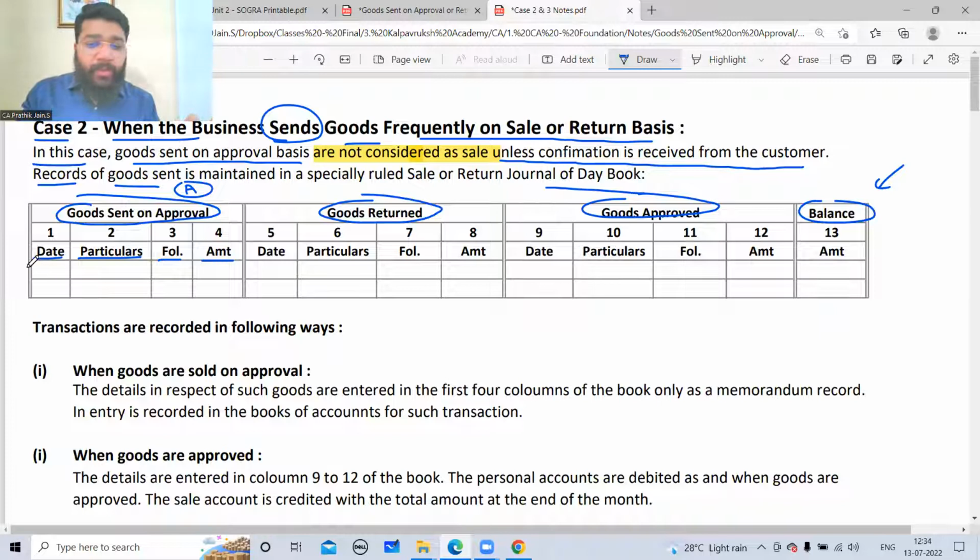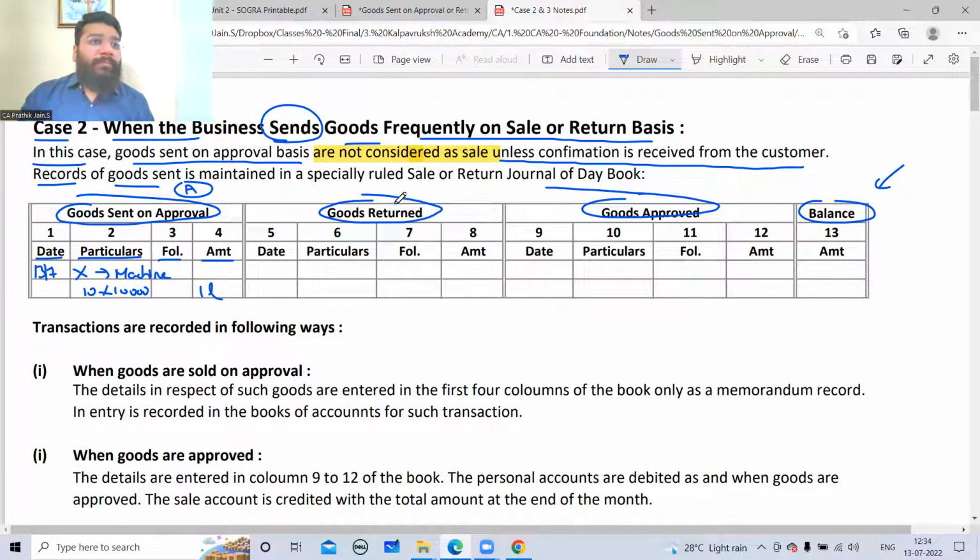So for example, today is what? 13th of July. This has been sent to X. Let's suppose machines. We have sent goods to X. What is the particulars of goods? Machine. Worth is, let's suppose we have sent 10 machines of 10,000 each. So total is 1 lakh. We sent 10 machines, each machine costing 10,000 rupees.